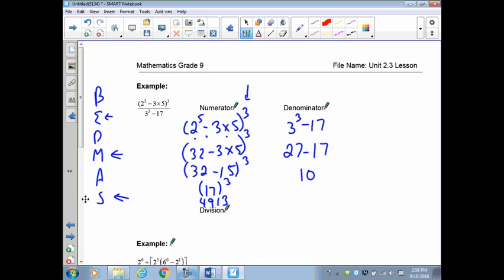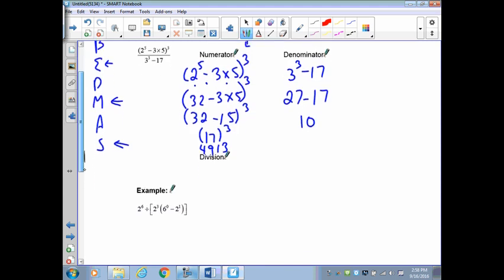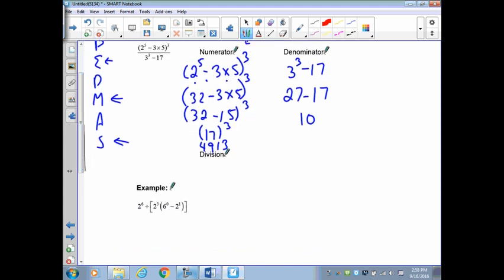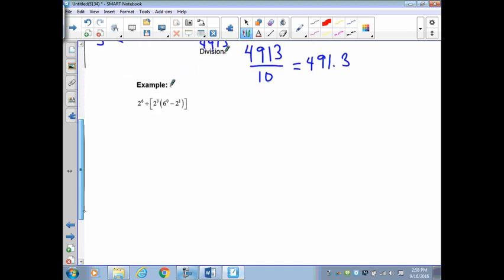So now you go back and you put your fraction back together, because this was a fraction when you began. You have 4913 as our numerator. Our denominator was 10, so 4913 divided by 10 is 491.3. All right, pause the recording and try the next one.